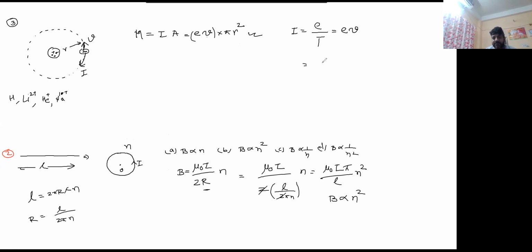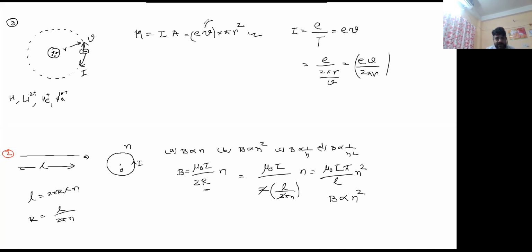Even they can ask you electron by time period. What do you mean by time period? Circumference of the circle by speed of the electron. That means e v by 2 pi r. Yes or no? Here v is the speed, nu is the frequency. Clear?